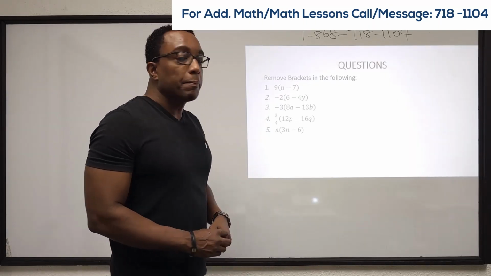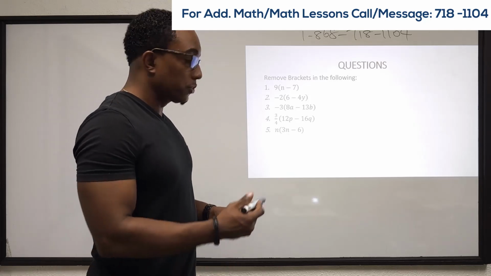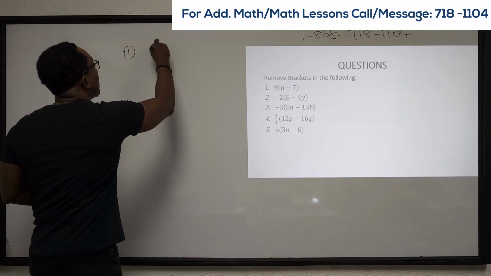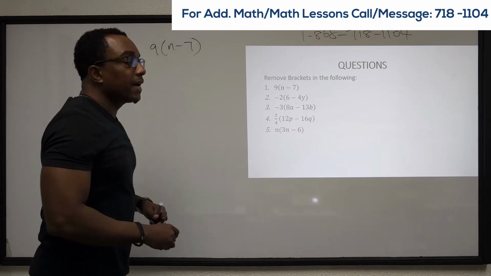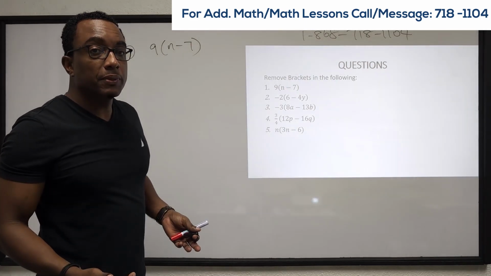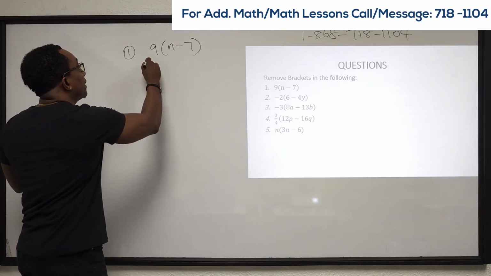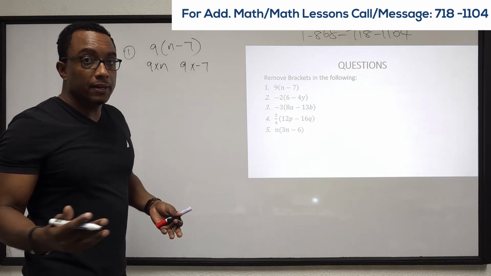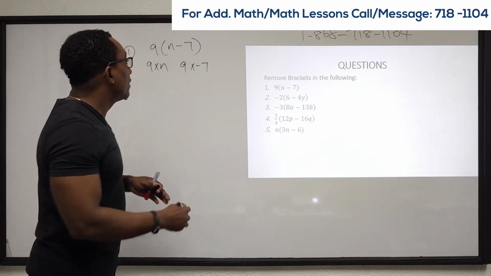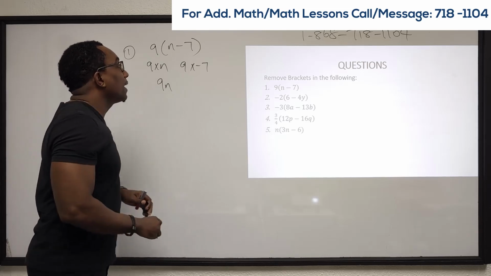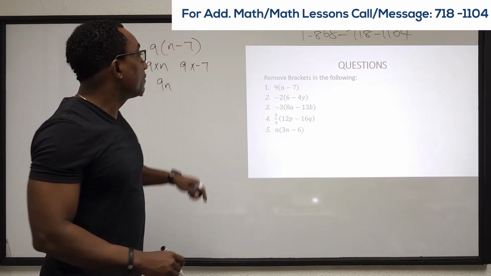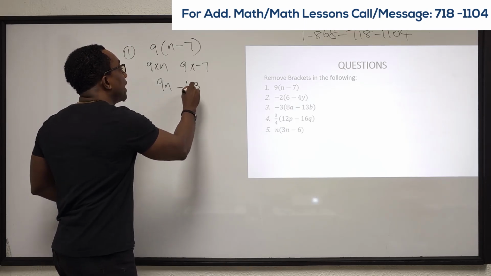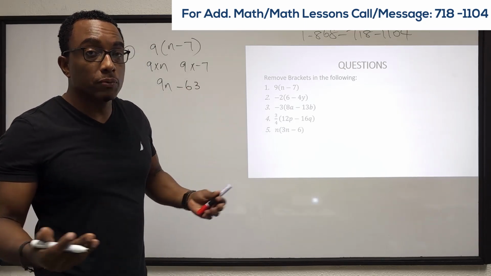So let's look at some examples to highlight removing the brackets. So we have here 1, we have 9 outside of the bracket, and n minus 7, which is the algebraic expression within the bracket. So we know that this is 9 multiplied by n and 9 multiplied by negative 7. So we know 9 by n will give us 9n, and positive 9 by negative 7, a plus by a minus is a minus, 9 sevens are 63. So we have removed the bracket.